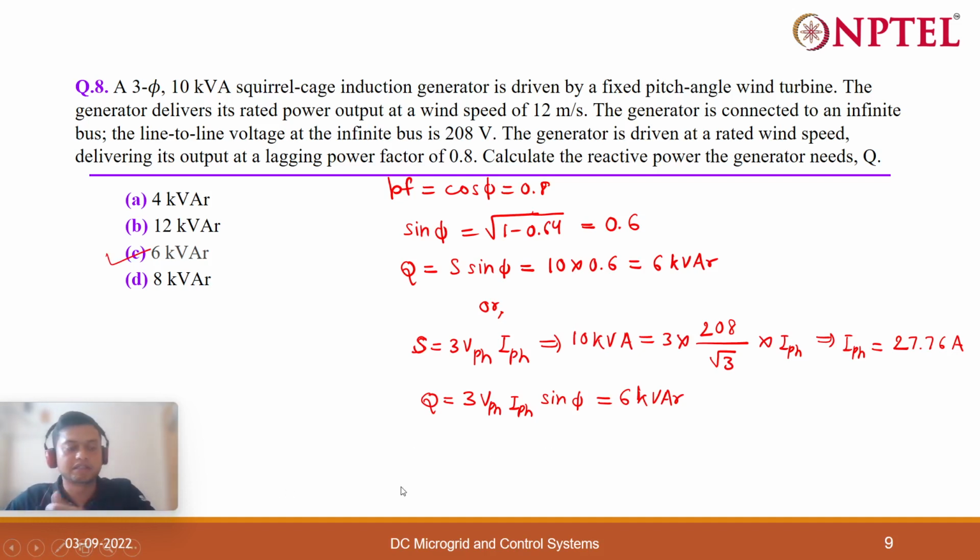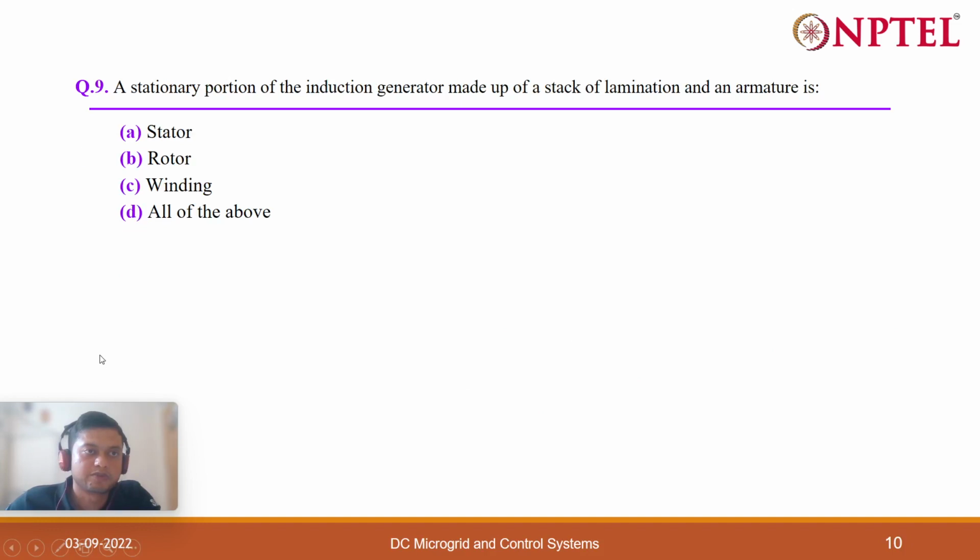So now let us see the next problem, question number 9. A stationary portion of the induction generator made up of a stack of lamination and armature is. A option is stator, B option is rotor, C option is winding, D option is all of the above. This question is part of electrical machines. So you can see here the stationary portion. What does it mean? This is a very simple problem.